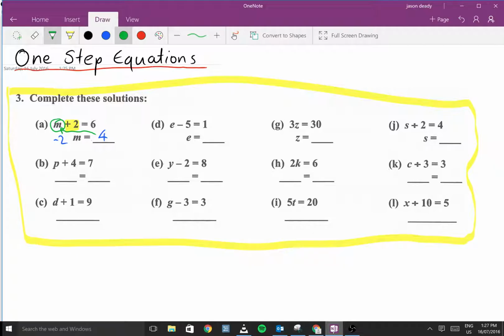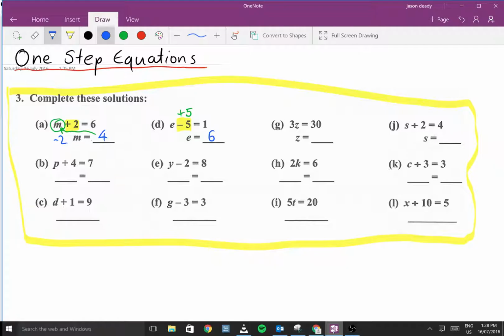I'll show you the next one just to get you into the groove. Here the step is take 5. Take 5 is my one step in the one-step equation. So I've got e, some number, take away 5, that step gives me 1. To undo the take 5, all I've got to do is add 5, and that'll undo my take away. So 5 plus 1 gives me 6. So I can say that e is 6.